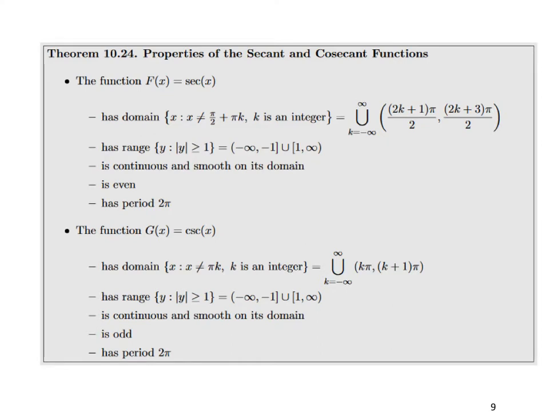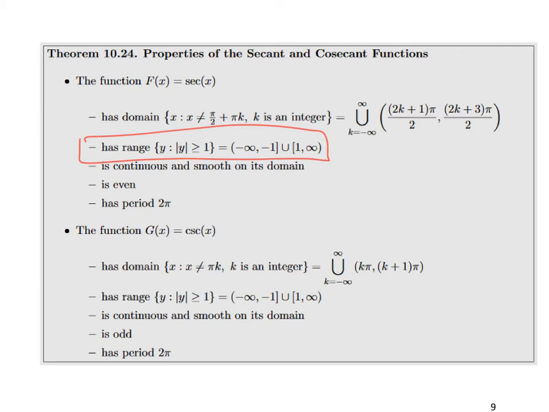The range goes from negative infinity to negative 1, and then jumps from 1 to infinity. So that's what this notation is saying: it goes from negative infinity to negative 1, and then it jumps from 1 to infinity. So there's a span in our range that you are missing. There's a place in it where you have no values for my outputs.